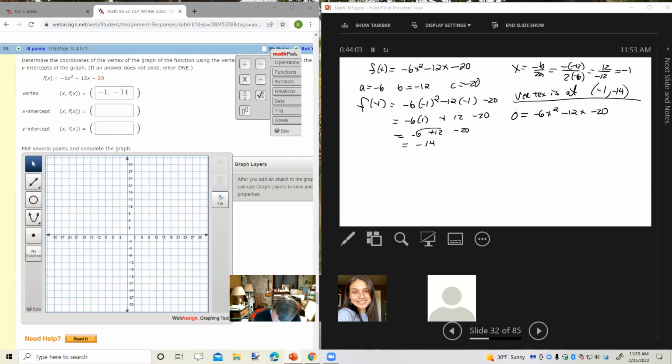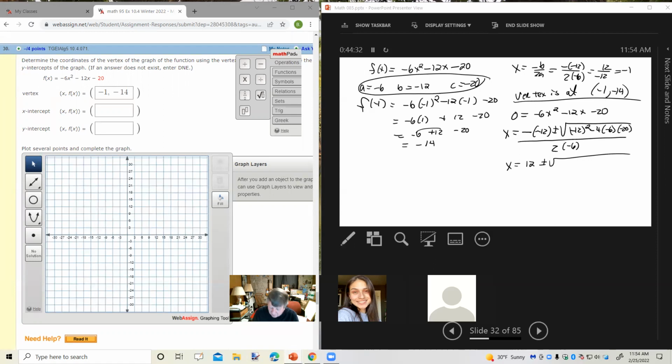So what have we got here? Oh, right there, we've already got our a, b, and c, right? So x equals negative b plus or minus the square root of b squared minus 4ac all over 2a. X equals 12 plus or minus the square root of negative 12 times negative 12 is positive 144. And then we've got minus 4 times negative 6, which would be 24 times negative 20.